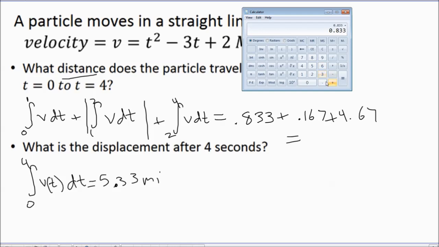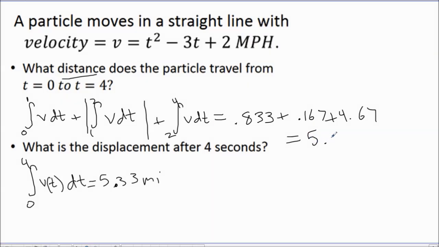0.833 plus 0.167 plus 4.67. And what do I get? 5.67. 5.67 miles. So let's go back to your prediction. Did you predict that distance would be greater, or did you predict that displacement would be greater? Okay, in this case, it turns out that distance is greater.